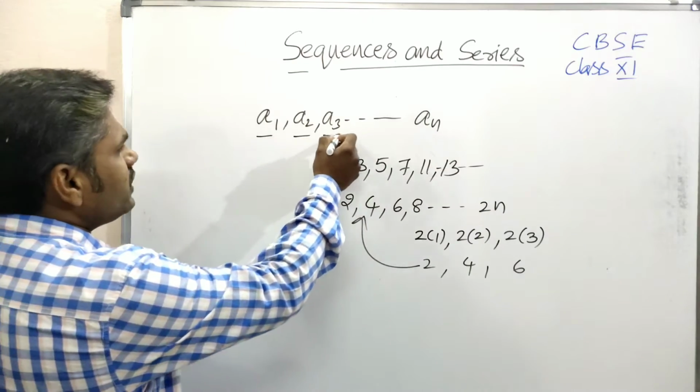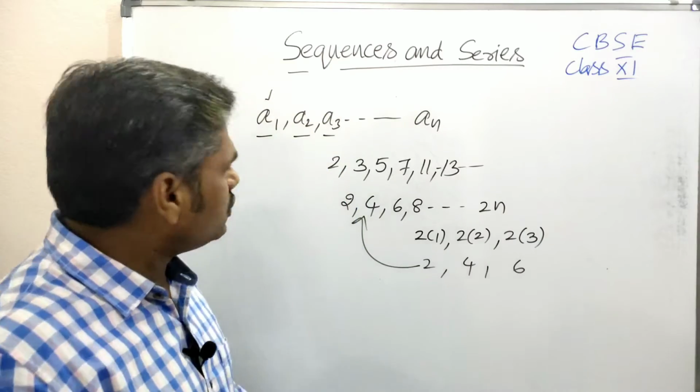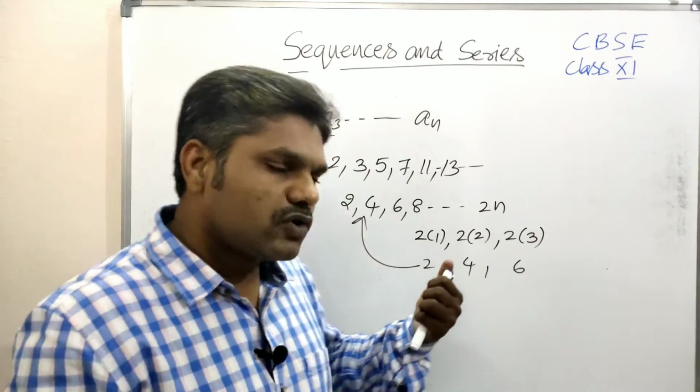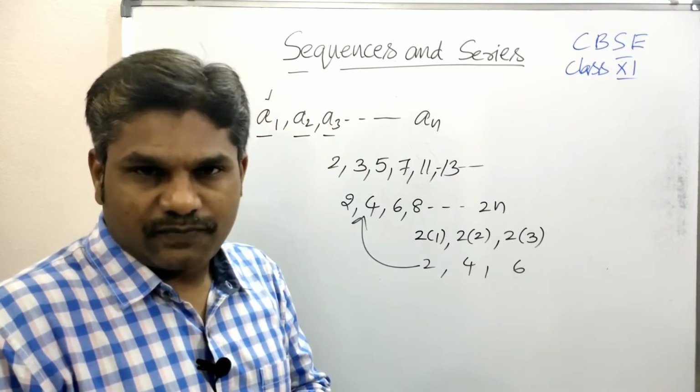See a1, a2, a3 and so on, an. a1 is the first term of the sequence, a2 the second term, a3 the third term and so on. an is the nth term of the sequence.